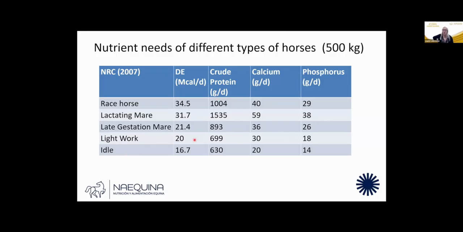And then we have light work, so that recreational riding horse. And we can see here that it's way lower than what we would see for a racehorse. And then the last one is an idle horse that has very low requirements relative to the other types of horses. So putting that in the context then of which forage we are going to pick for which type of horse?